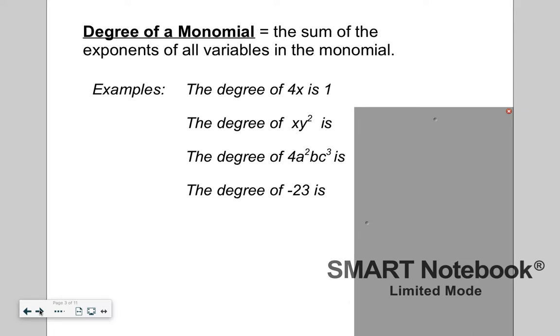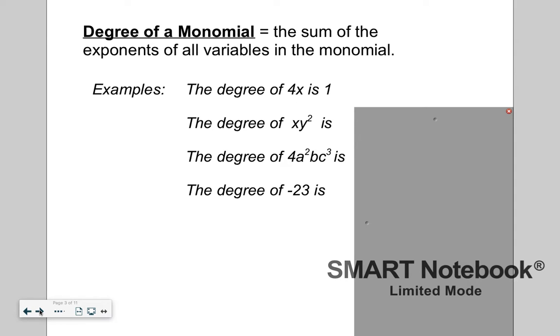Now, monomials have what we call a degree, and you figure out what the degree of a monomial is by adding the exponents of all of its variables. So in the case of that first example, 4x, its degree is 1 because the variable x is being raised to the first power, right? We don't care so much about the 4. We just care about the fact that the variable x is being raised to the first power. That's what makes the term 4x have a degree of 1.